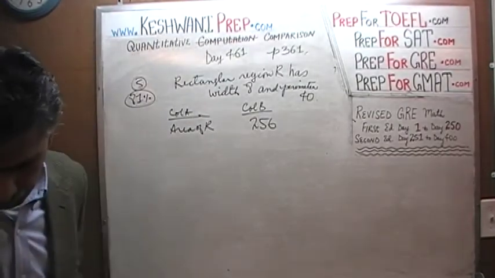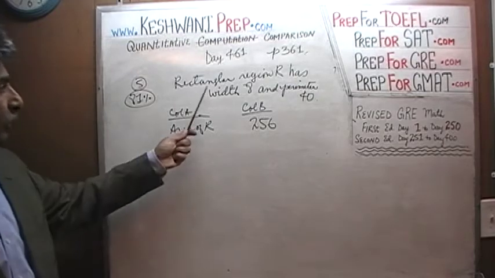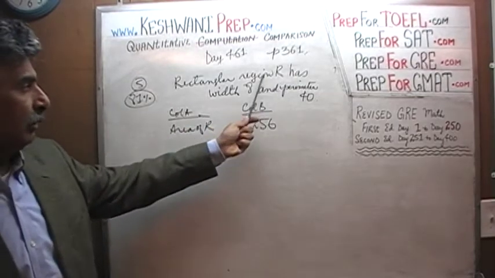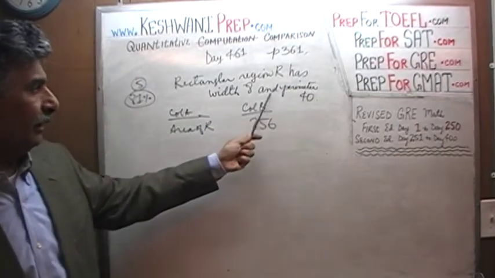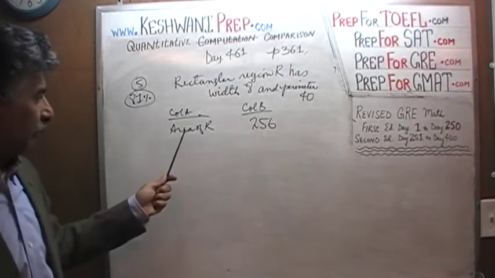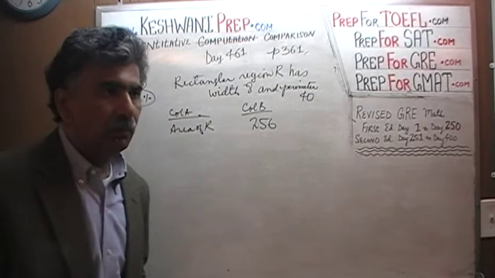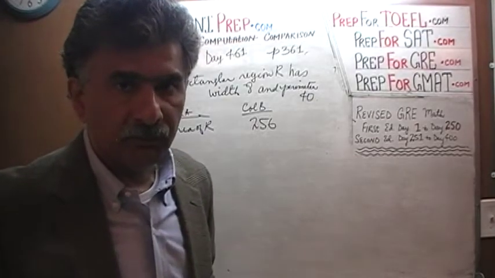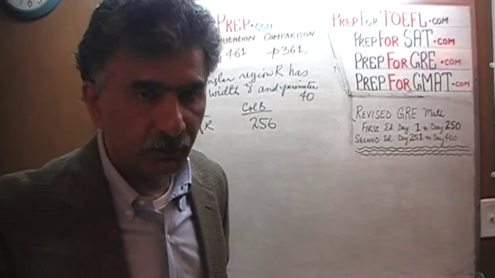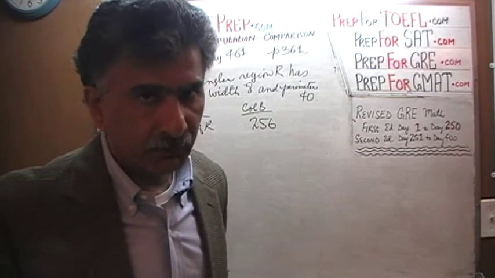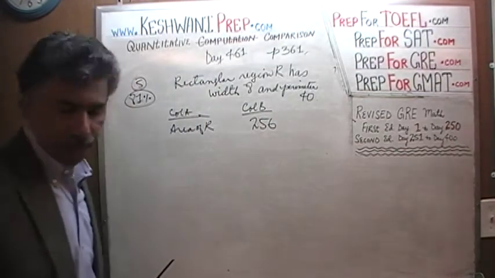One more time. Question number 5. We have a rectangular region R. We are told rectangular region R has a width of 8 and a perimeter of 40. Compare the area of the region versus 256. I'll give you 5 seconds to pause and unpause the video, do the problem yourself first, and then compare the work that you have done yourself with the work that we are about to do, okay?